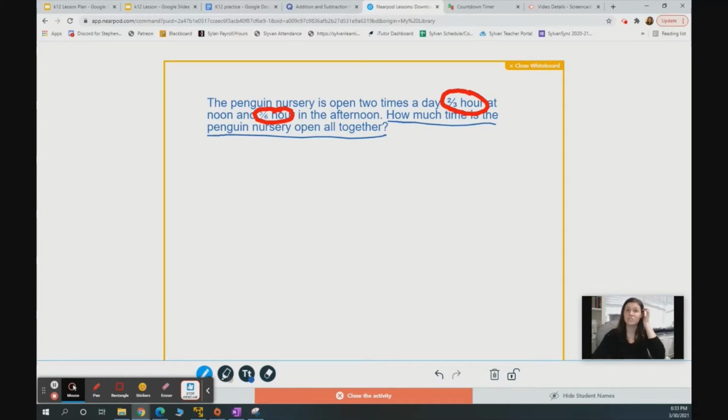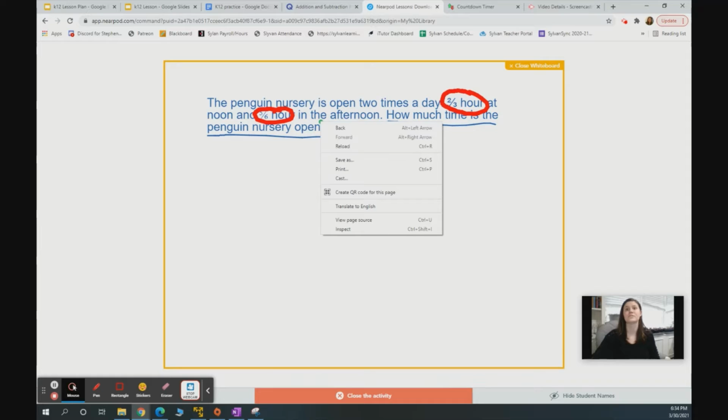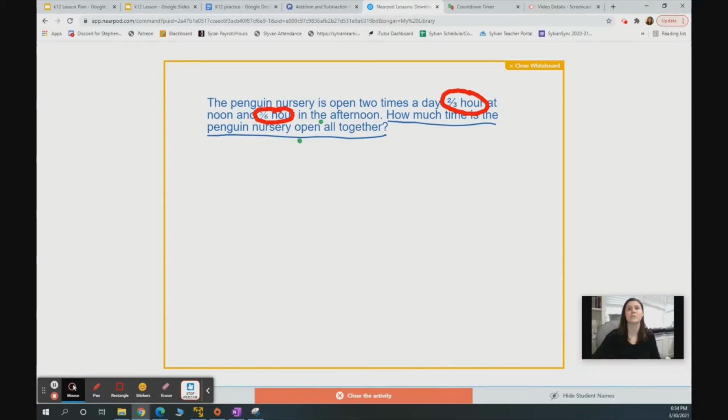Okay, how much time is the penguin nursery open altogether? All right, well, altogether is one of my math keywords, and my next step in CUBES is to put a box around my clue words. So those clue words that we talked about before are still important now. So altogether gets a box.